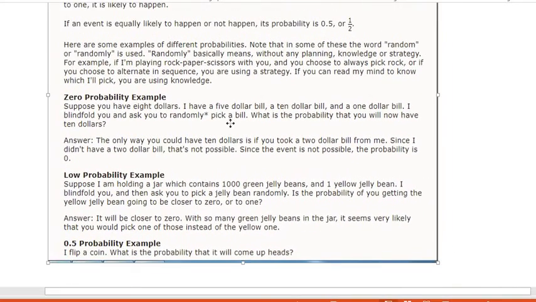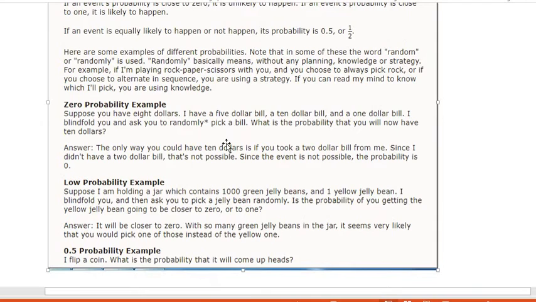And I will give you another example of zero probability: the sun rises at night. This is zero probability, right? Okay.